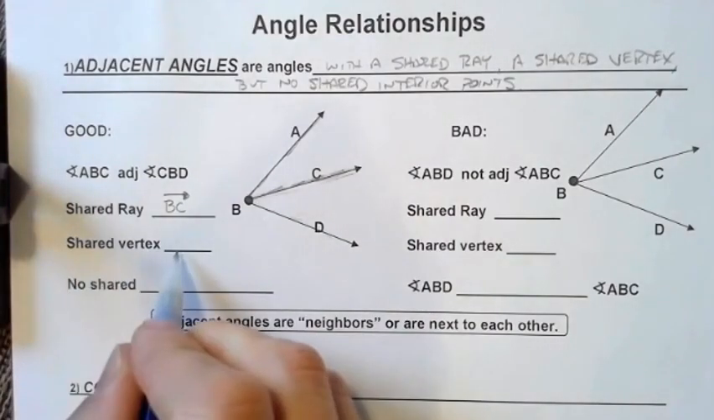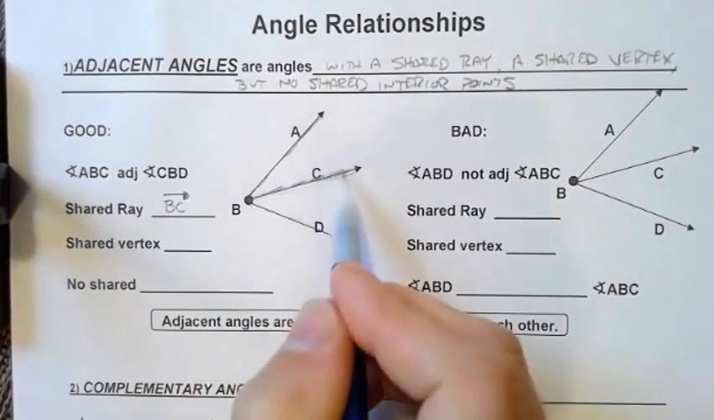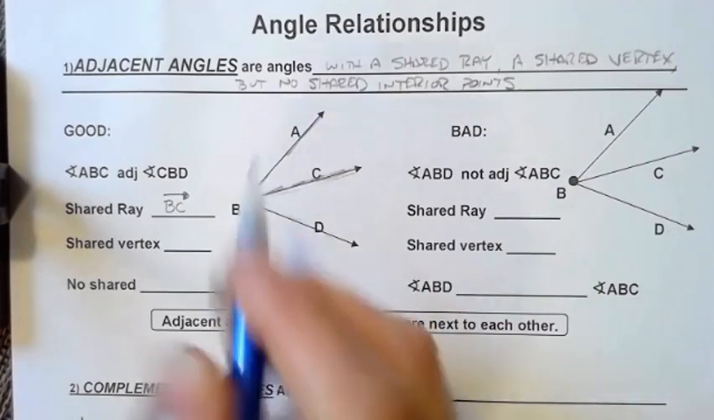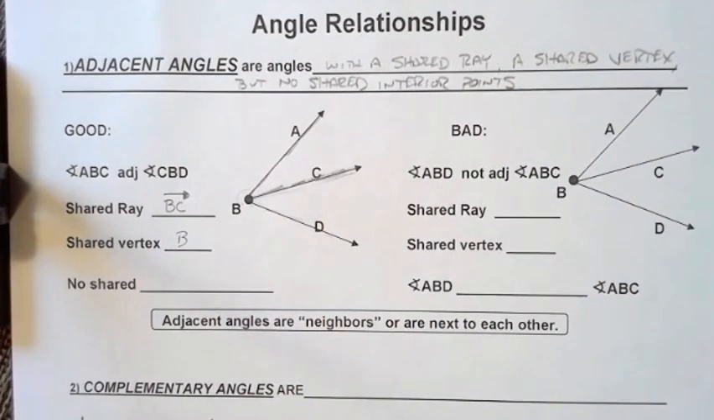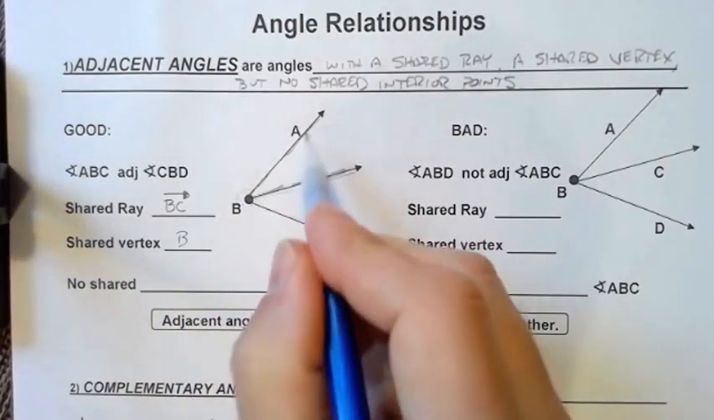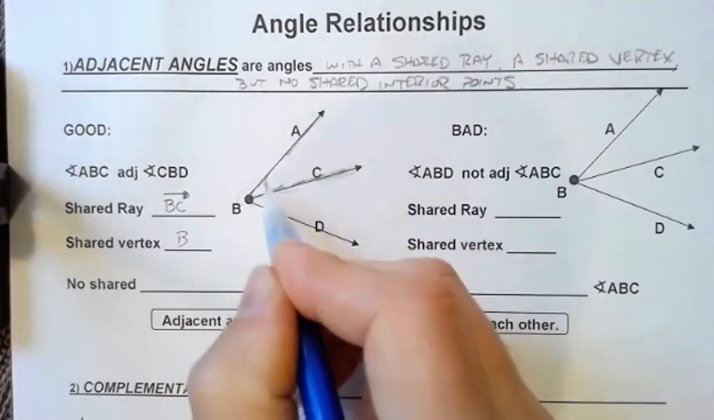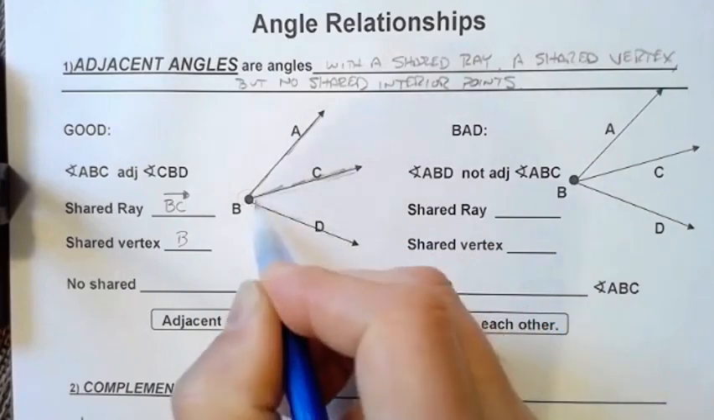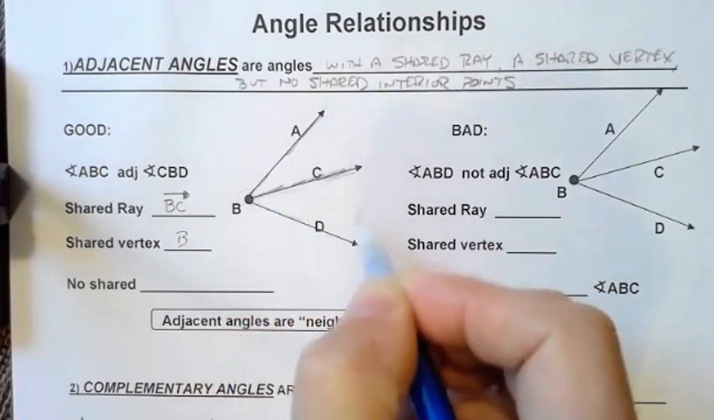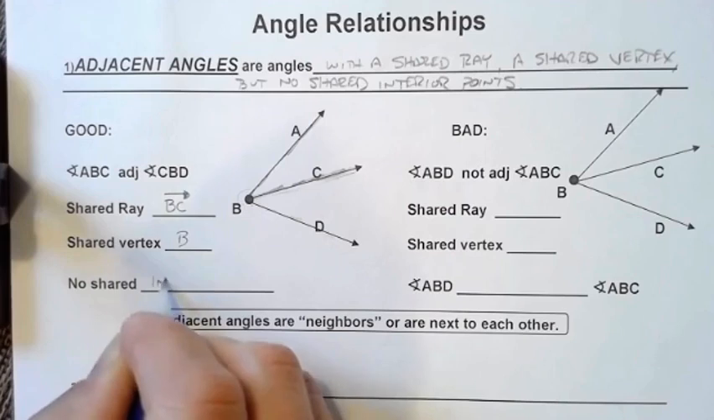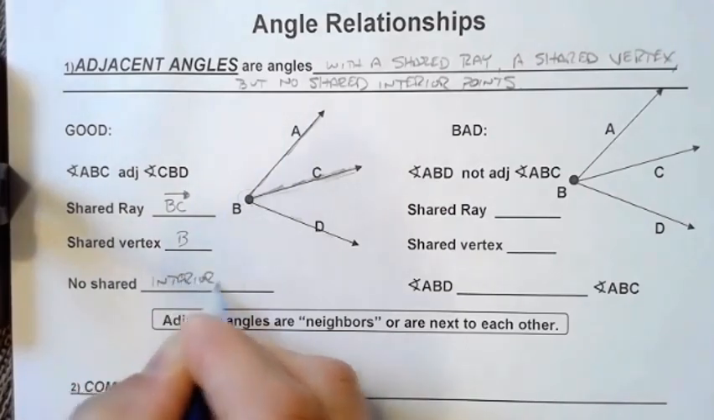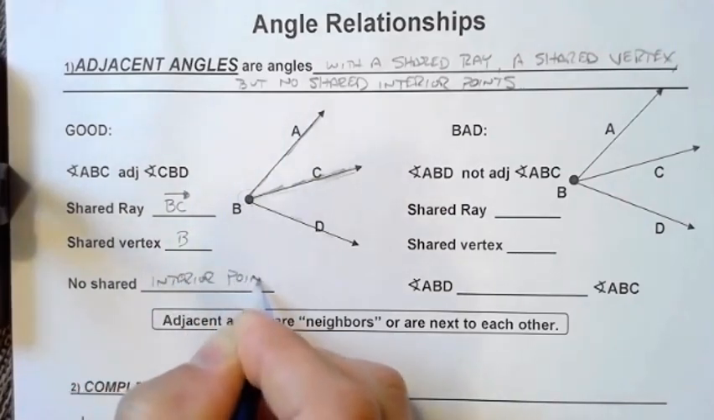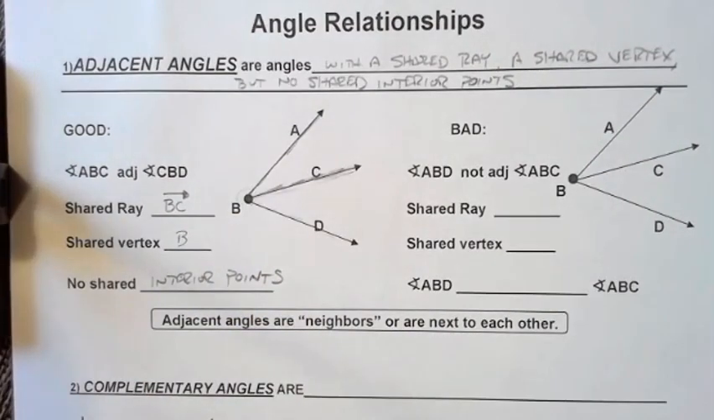The vertex point of each angle is the same. ABC, CBD, they share point B as the vertex. All right, but the interior points are not shared. The interiors do not overlap. Angle ABC is the space in between these two rays, and angle CBD, the interior, is the space in between these two rays. There are no shared interior points. All right, the angles are completely separate.